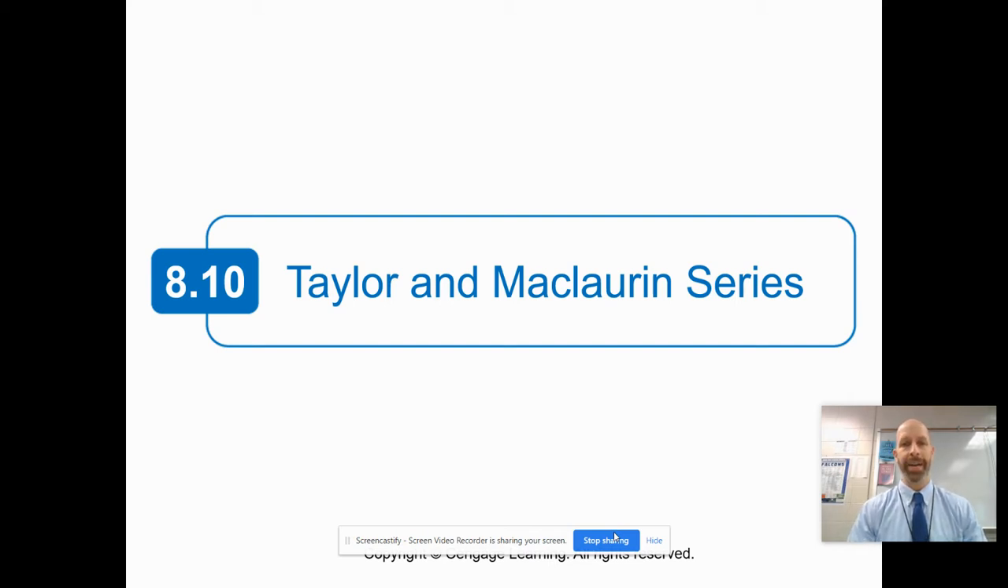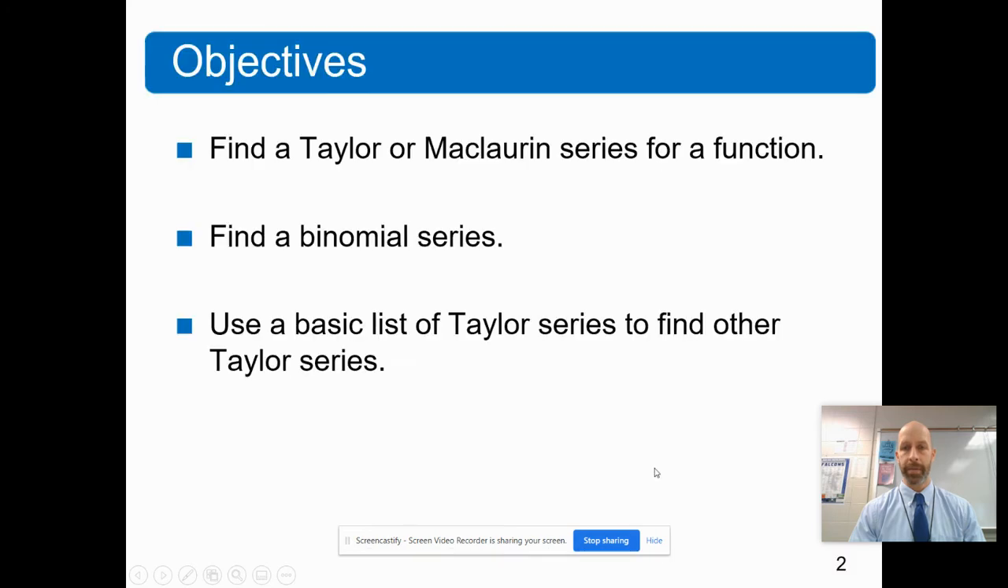We've spent a lot of time, 10 weeks, in this unit, and we're going to finish things up. We're going to look at Taylor and Maclaurin series. Our first objective is to find a Taylor or Maclaurin series for a function, which we've already done a little bit of in this chapter. We want to be able to find a binomial series. And we'll just take a quick look at some of the basic lists of Taylor series to find other Taylor series.